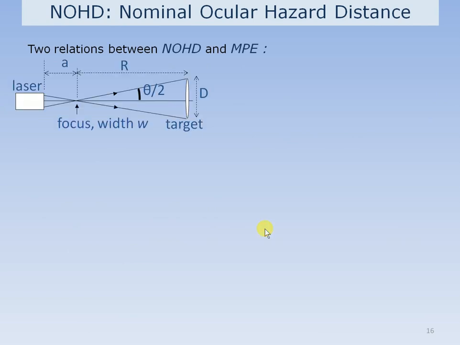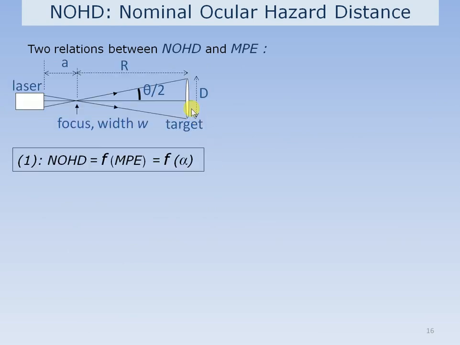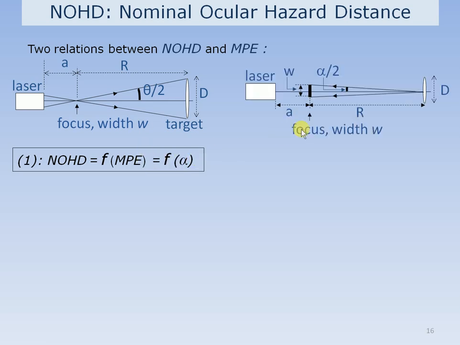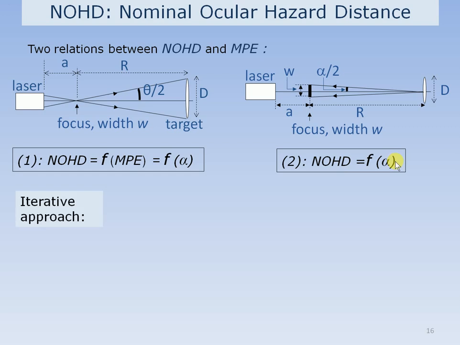We have two relations. The first is from the NOHD. The NOHD is a function of the MPE, maximum permissible exposure, and that is a function of alpha. And here we have from the angular subtense that the NOHD is also a function of alpha here. And so we have that iterative approach.